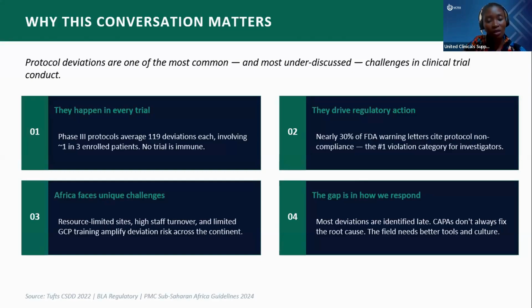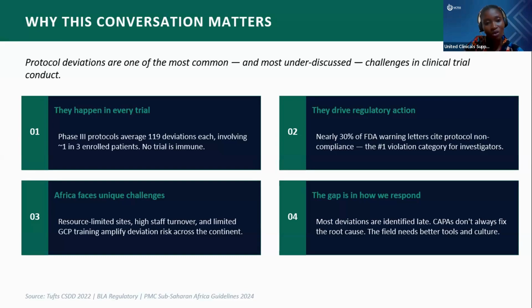So why does this conversation matter? We have heard a lot about clinical research and protocols, but this one matters because it is one of the most common issues. It happens across almost, in fact, all trials. Statistics, even FDA and clinical research statistics, have shown us that deviations appear in at least one in every three enrolled patients, with on average about 119 deviations per trial. So please understand that it is not a small joke when you deviate from a protocol, and it's across the board. It's not just a regional problem in the UK or the Americas or Africa. It cuts across every trial, whether regional or continental.